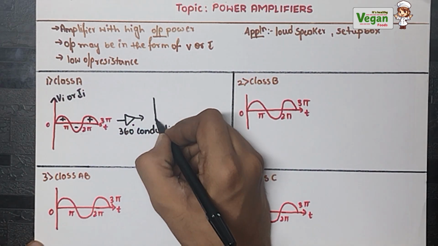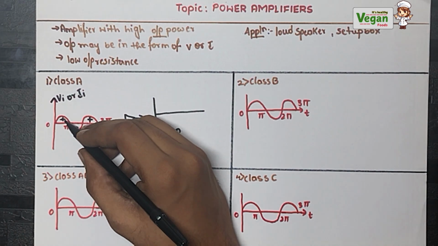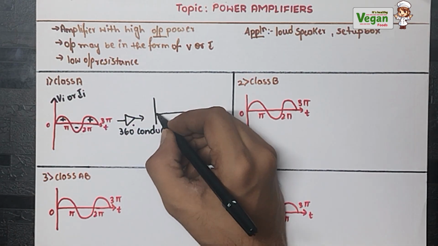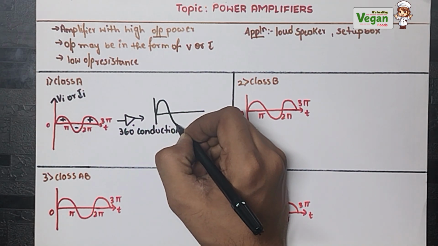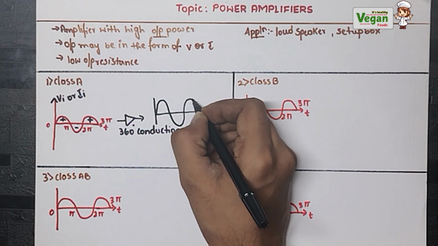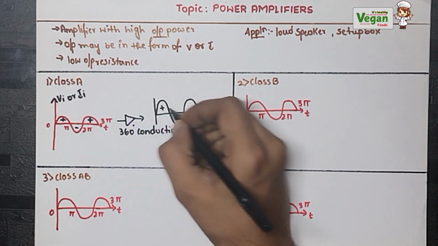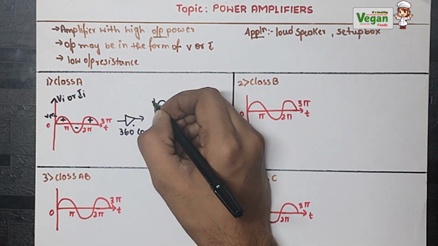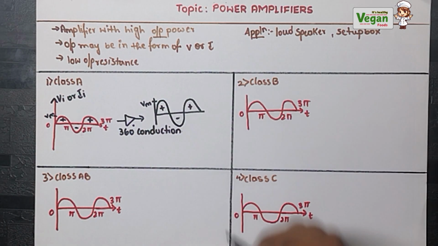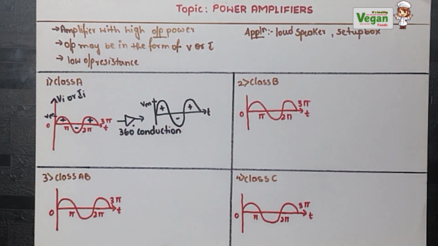360 degree conduction means it will amplify both the positive and negative half cycles. That is, it increases each half cycle's amplitude. That is, the height will be increased. So plus, minus, plus. If this is the V maximum right here, it will extend, that is, it will go to a higher value. It will be amplified. So, 360 degree conduction.